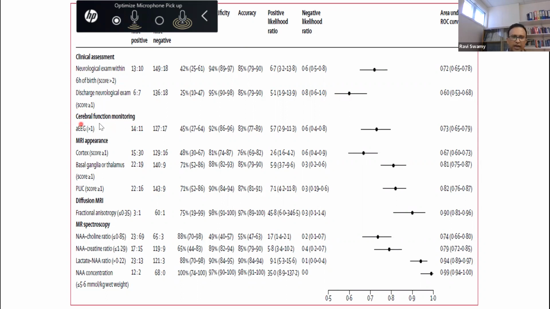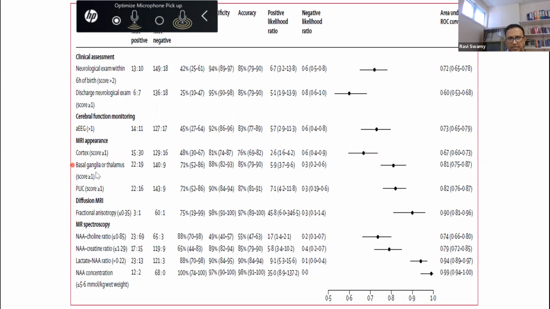CFM is cerebral function monitoring. I'll talk a little bit more about that next. It has about 73% at the cutoff, where you can predict fairly surely that this child will have some form of long-term outcomes. Then we look at the conventional MRI, which is what I told. The cortex is basically looking at the watershed area lesions, and 67%.